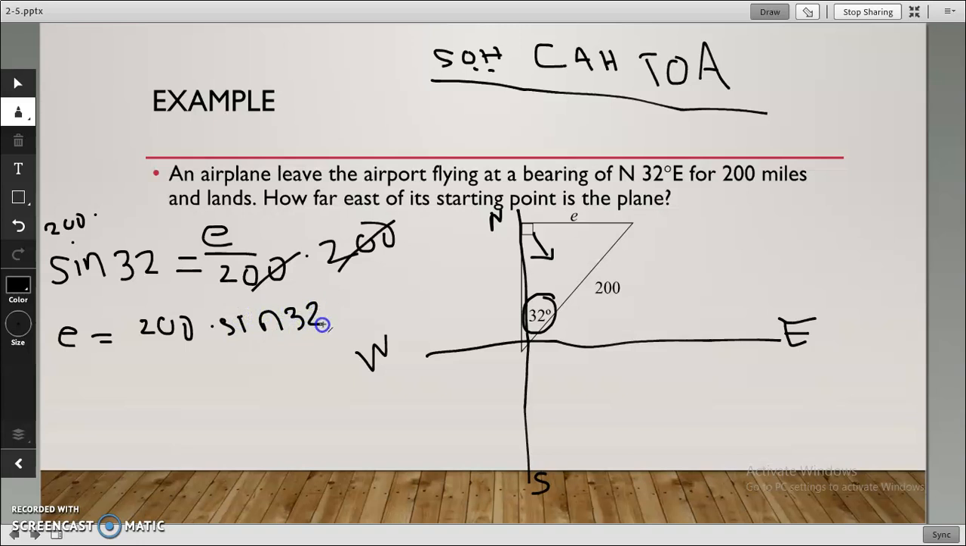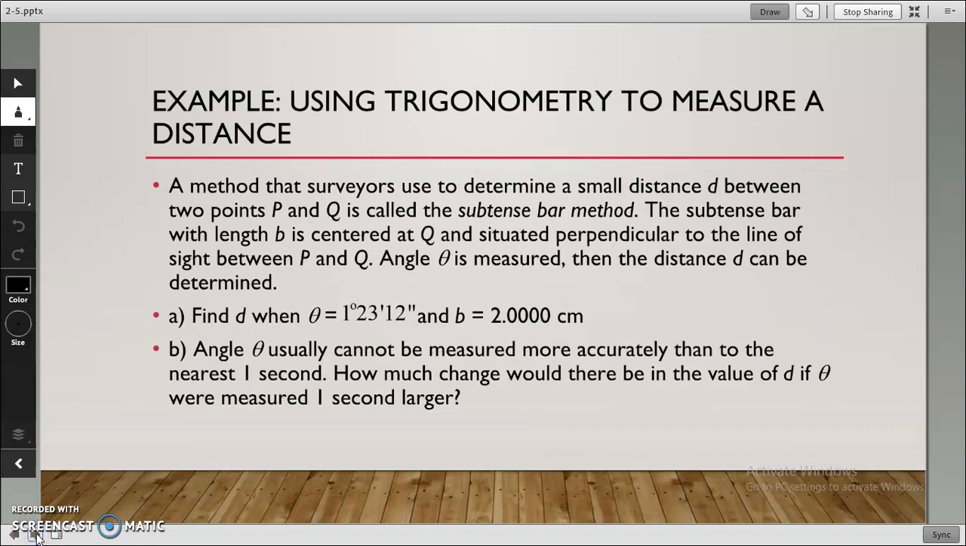I can put that in my calculator, and I have to make sure, because I'm dealing with degrees, that my calculator is in degrees. So 200 sine 32 gives me 105.98. I am going to round to the nearest mile though, so that's going to say 106 miles. Alright, let's go on to the next one.